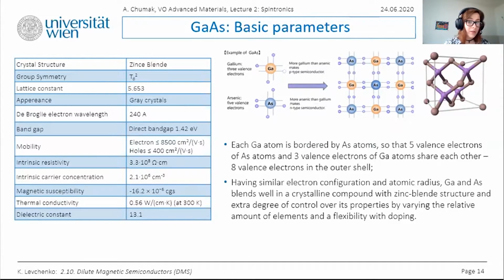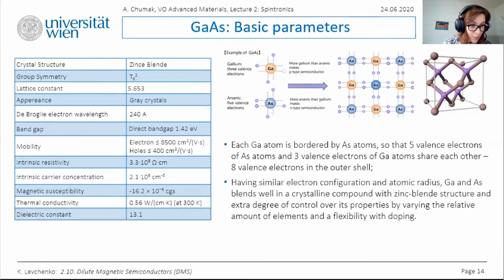It's a gray crystal with a zinc blende crystal structure, meaning that we have two atoms, gallium and arsenic, forming two interpenetrating FCC, face-centered cubic, lattices. So the gallium has 3 valence electrons, arsenic has 5 valence electrons. Combining them, we have a 3,5 semiconductor with 8 valence electrons on the outer shell, a stable compound. They blend very well because gallium and arsenic have similar electron configuration and atomic radius.